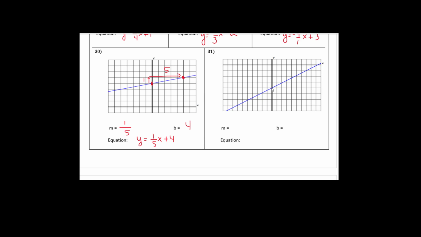And for this last problem right here, two good points would be right there. So the rise would be 3, and the run would be 7. So 3 over 7. And our y-intercept is negative 4. So the equation would be y equals 3 over 7 x minus 4.